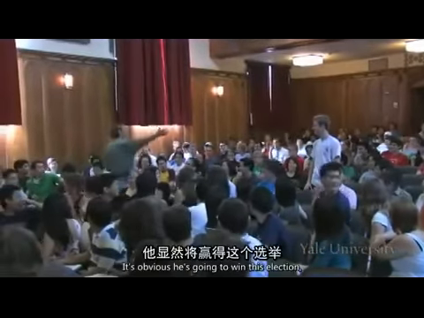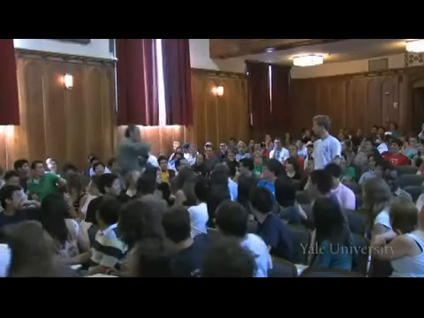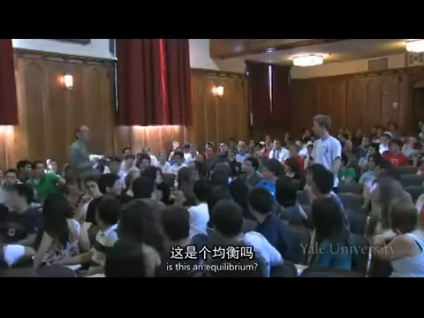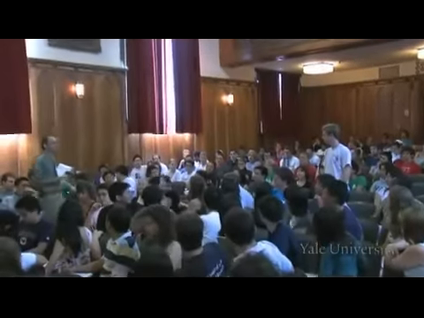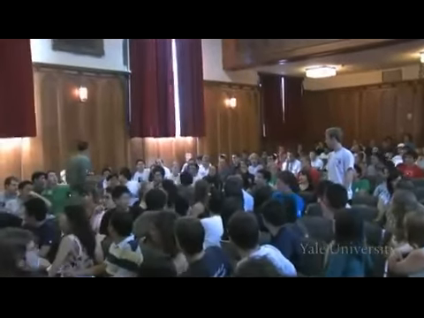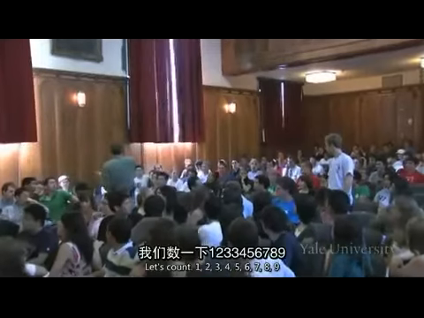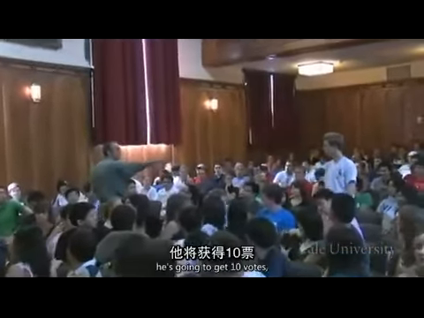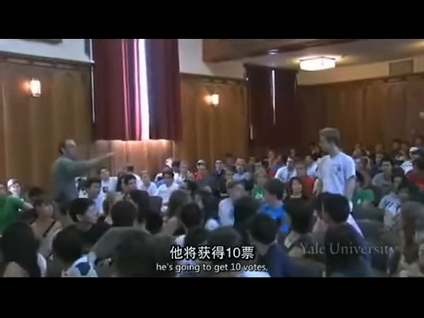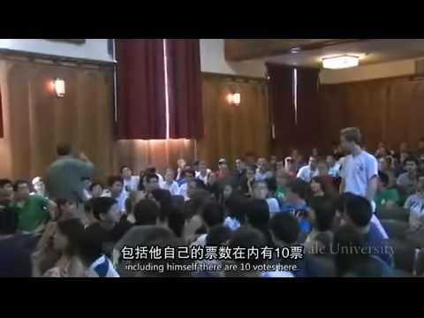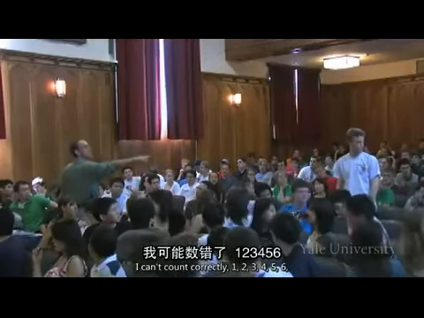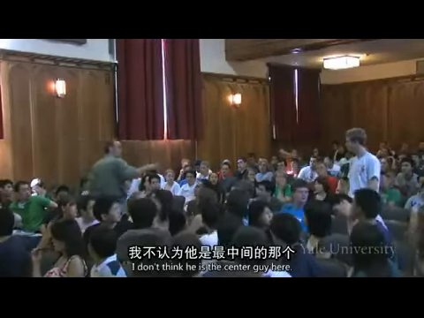So it's obvious who's going to win this election. Is that right? And just ask the question, is this an equilibrium? Let's count. 1, 2, 3, 4, 5, 6, 7, 8, 9. He's going to get 10 votes, including himself. I can't count correctly. Is he actually the center guy here? I don't think he is the center guy here.